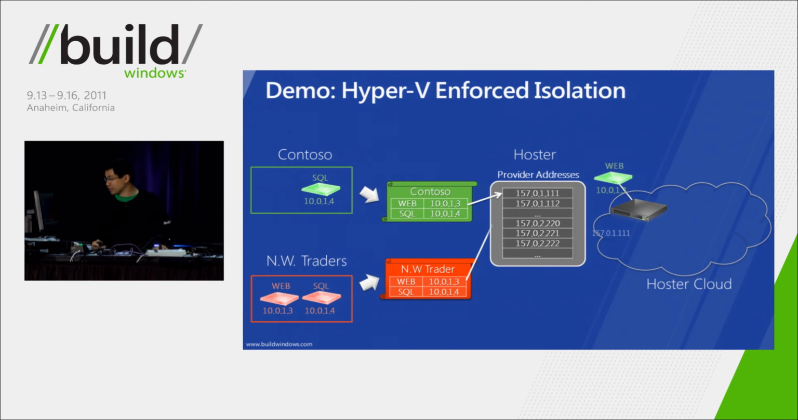What I didn't show, I only showed the result, is that we have onboarded another trader web server to the cloud using exactly the same IP address, 10.0.1.3, on the red web server. But because network virtualization maps it to a different IP address with a tenant network ID, we can clearly distinguish between the trader packets and the Contoso packets.